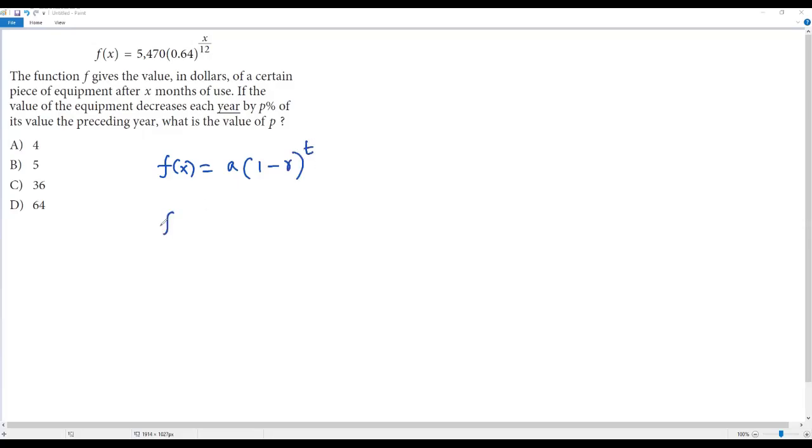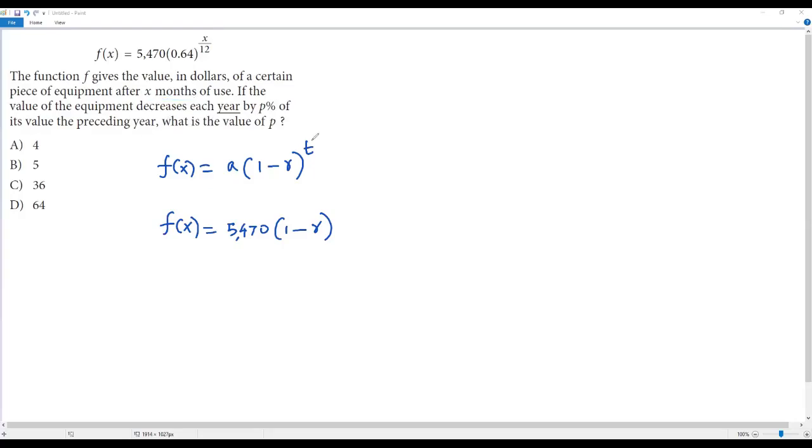So f of x equals, and in the place of a we have 5470, so we can take that over here. That is 5470 times 1 minus r to the power of t, and instead of t we have x over 12. I said that t has to be in years because the information says the equipment decreases each year. But here we have x over 12, and also the question says x is in months. So here you may get confused.